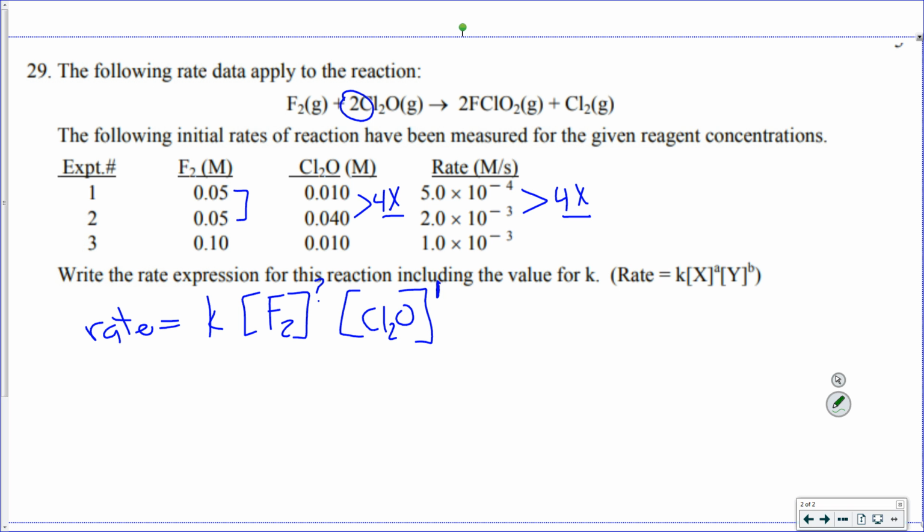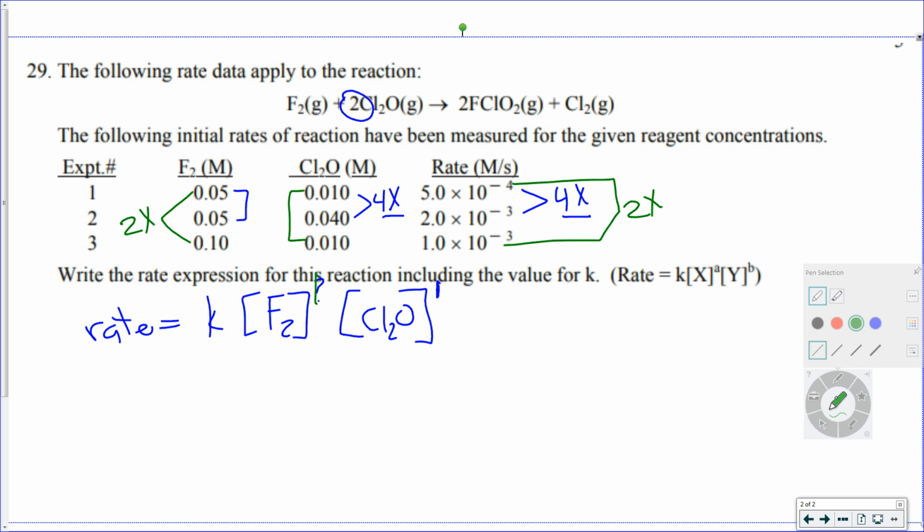We look at the other side where the concentration of Cl2O is held the same, and the concentration of the fluorine changes. So between 1 and 3, the concentration doubles. So it's double the concentration, and now I compare the rates between these two. So 0.5 and 1, it's double the rate. So that tells me that this one is a 1 as well. So now I could use any of them the same way I did on the previous problem. I could plug in and I could find out what the value of K is.